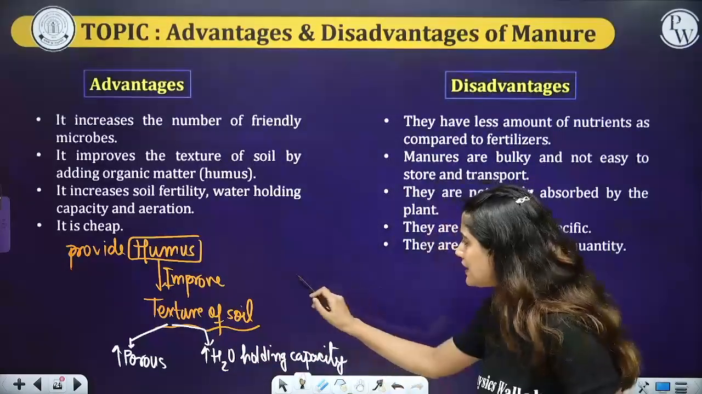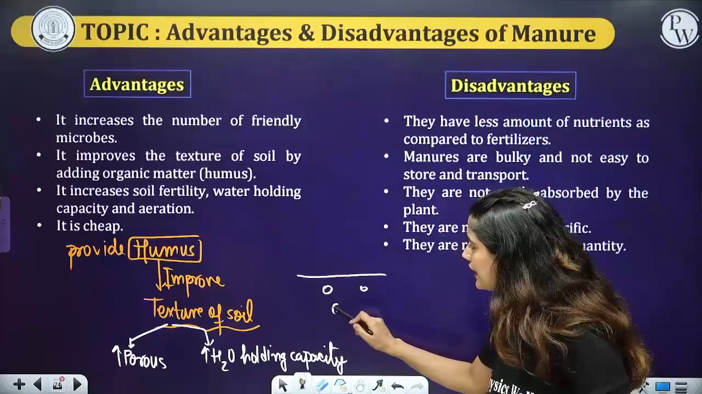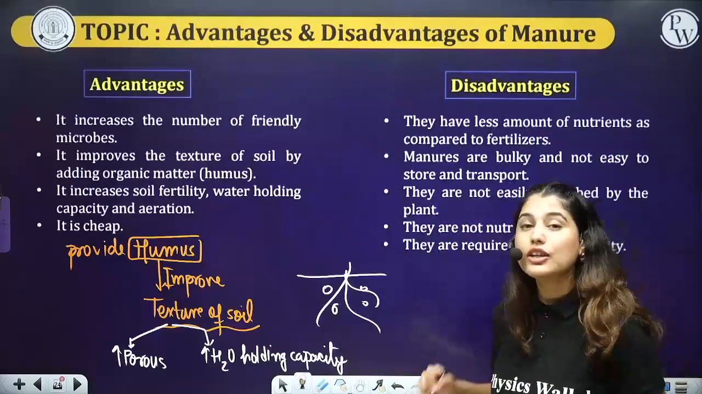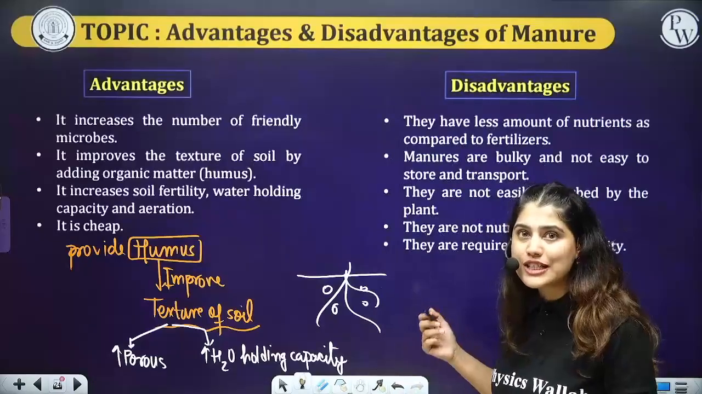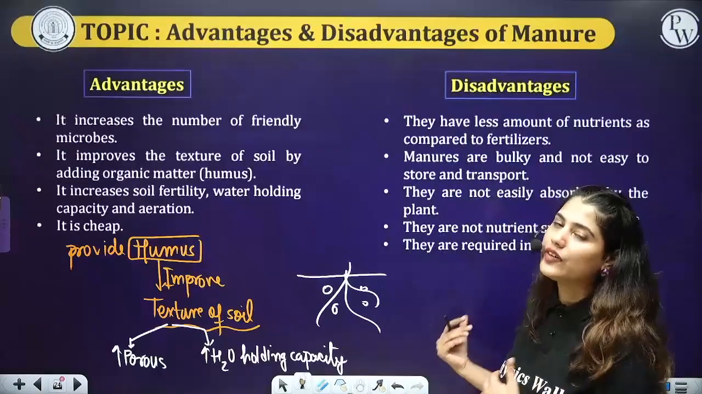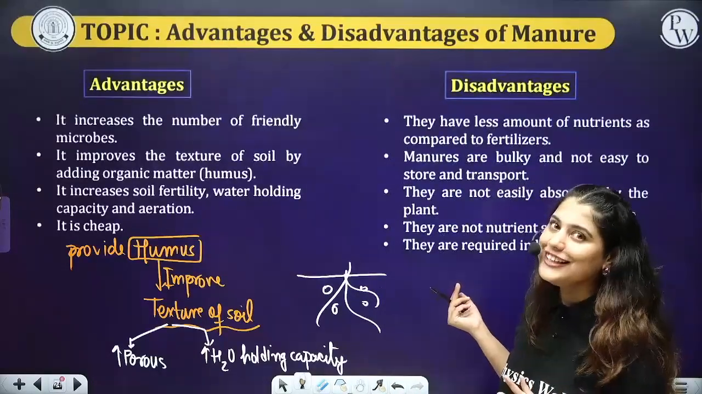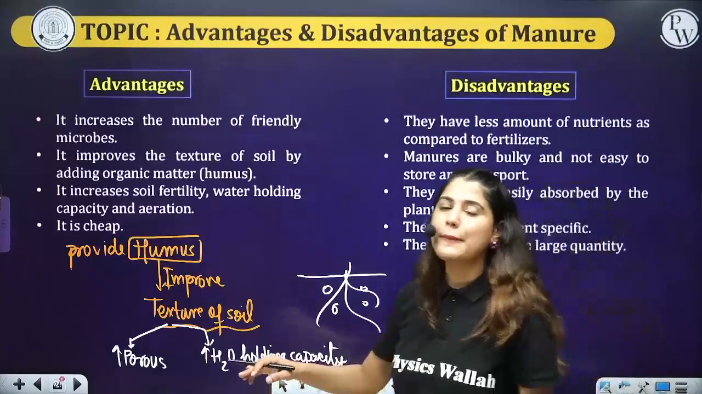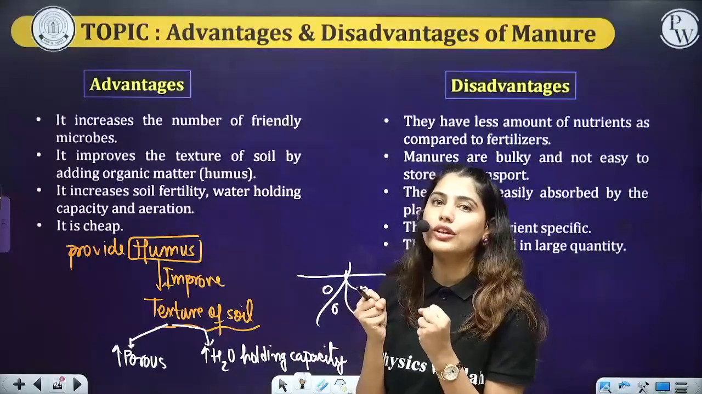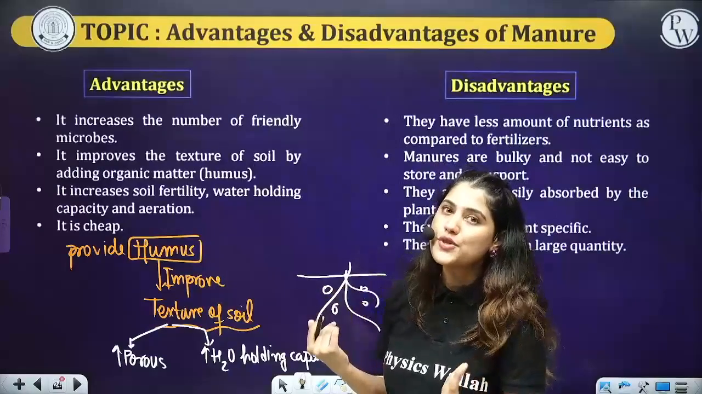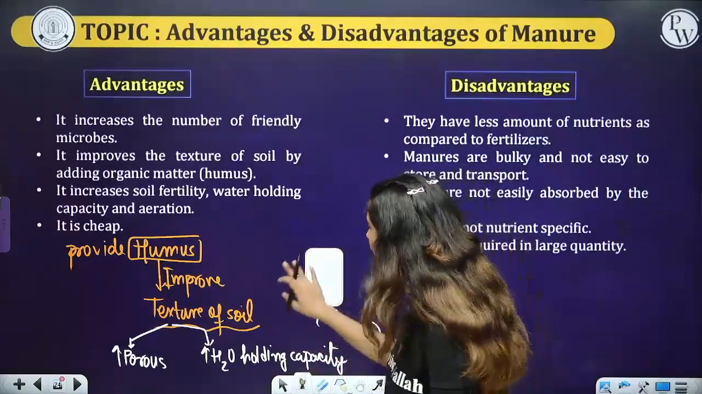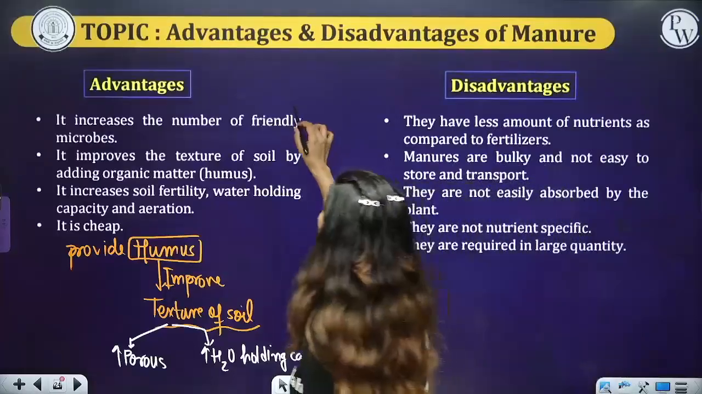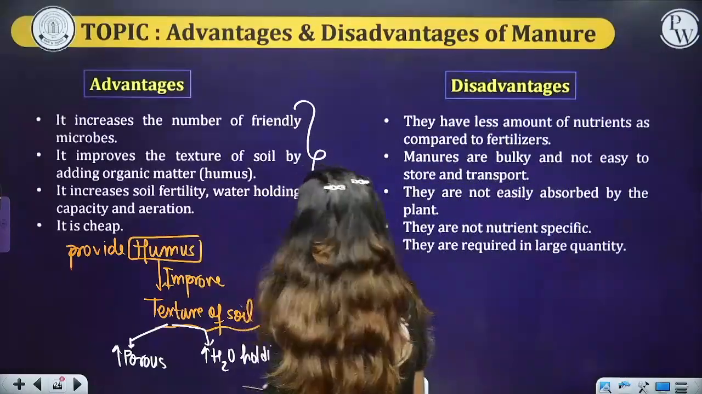So what happens if the soil is porous? The roots can easily penetrate into the soil. The roots can easily breathe. If it is more porous, the roots can easily penetrate and also breathe easily. And it also improves the water holding capacity, that is, the soil will be able to hold that water and then obviously the plants are going to absorb that water for their benefit, right? So that was about the purpose, or shall I say the advantages of the manure.